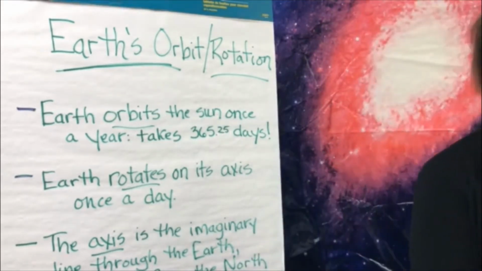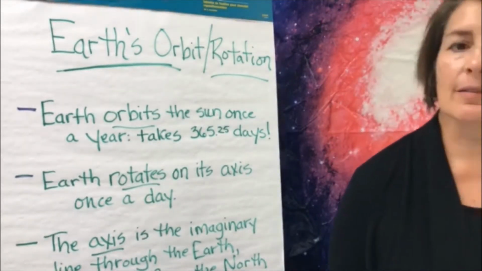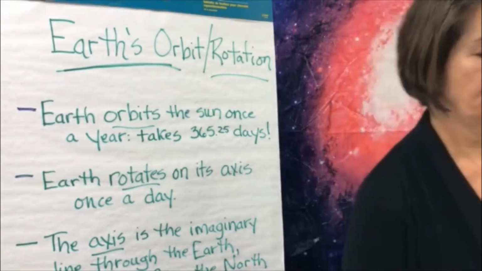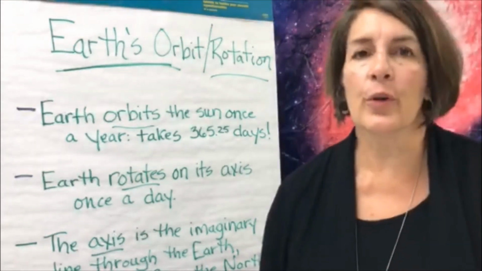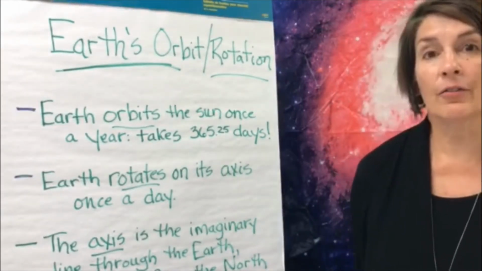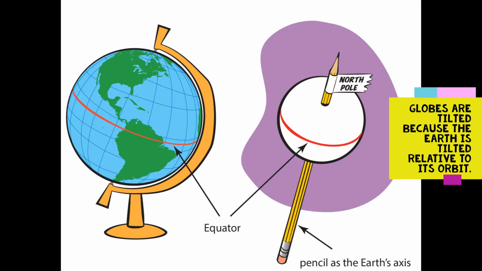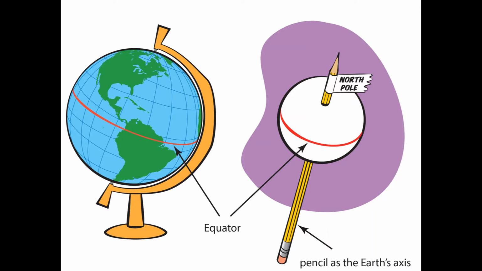So what happens when the Earth rotates on its axis? This is the axis right here. The Earth rotates on its axis every 24 hours. As you can see from this picture, globes are tilted because the Earth is tilted relative to its orbit.